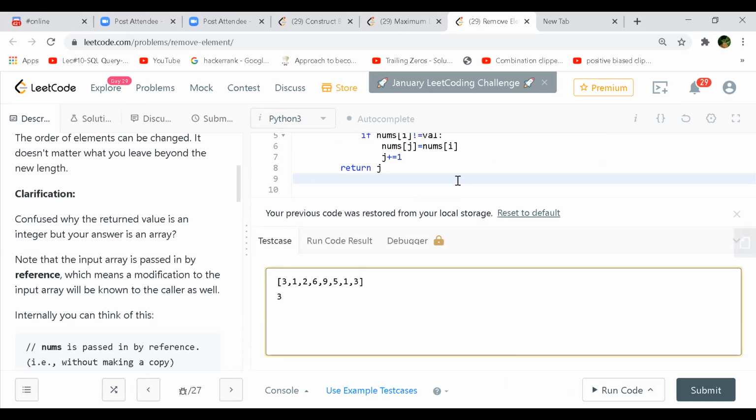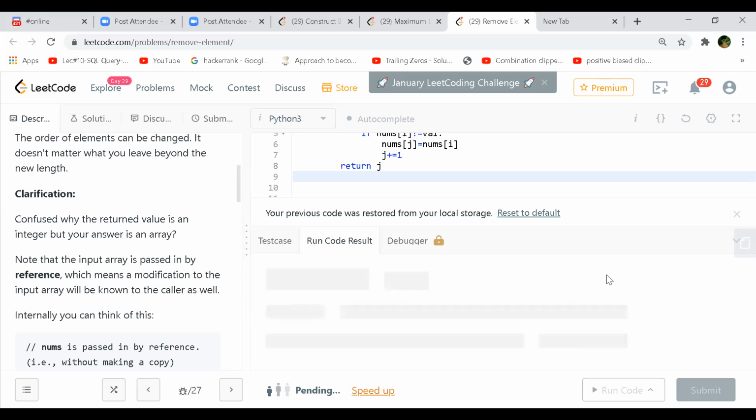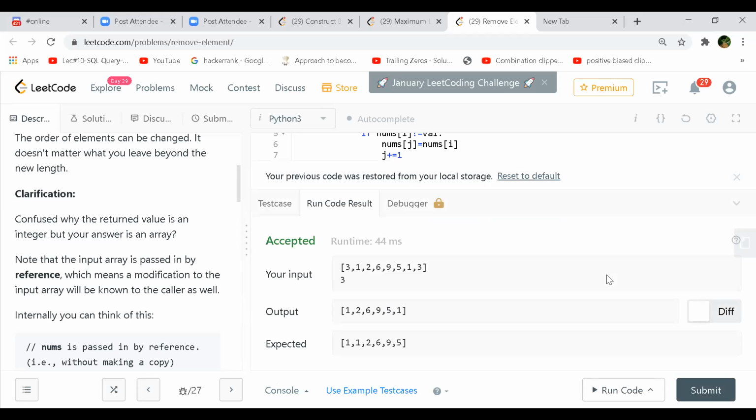I'll have to print it, right? It will show on the output. In this case, the order will be preserved. Let's check. In my case the order will be preserved. So 1 2 6 9 5 1. The order remains the same.